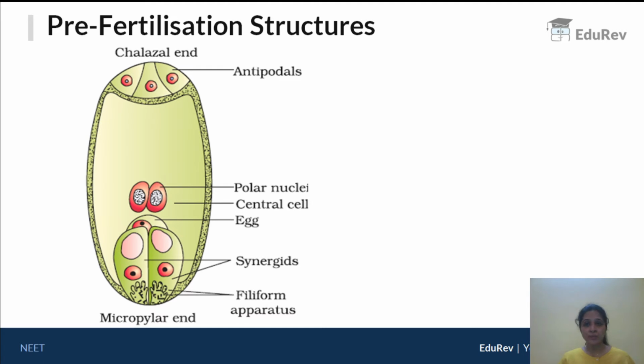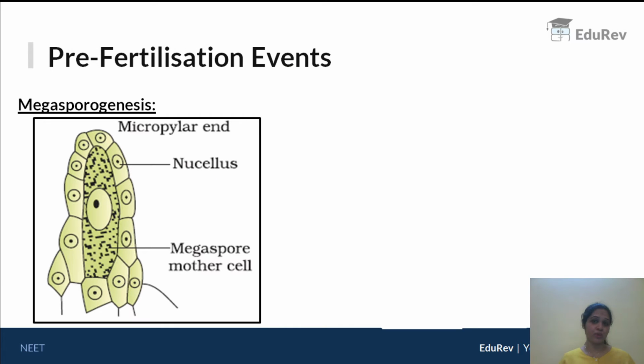Also, for our revision purpose, we must recall that the chalazal end is actually the base of the embryo sac or the base of the ovule, and the micropylar end is the top of the ovule. Remember, we're talking about an anatropous ovule, which is an inverted ovule. So we need to remember these particular points as we enter into megasporogenesis.